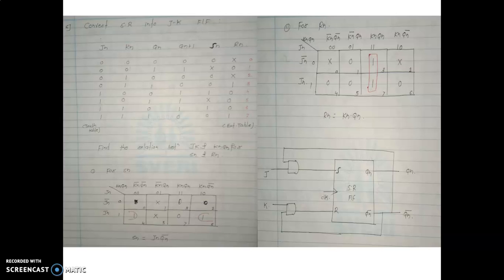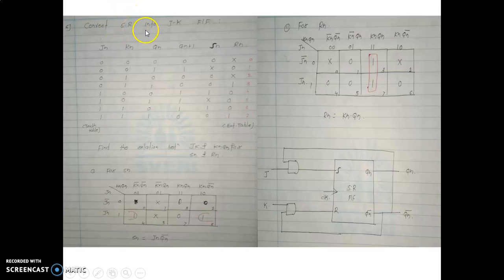In order to convert one type of flip-flop into another type of flip-flop, we have to consider the excitation tables of the flip-flop. But in some cases, while considering the excitation table, some errors can occur. So how do we minimize that kind of errors? If we have to convert the SR flip-flop into JK flip-flop, in this case the required flip-flop is JK flip-flop and the available flip-flop is SR flip-flop.